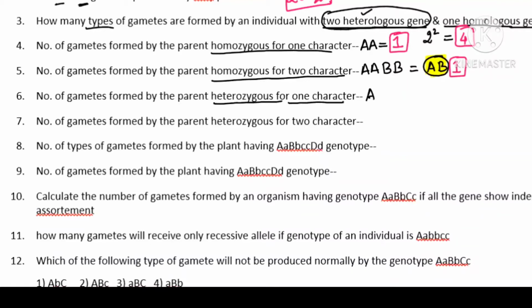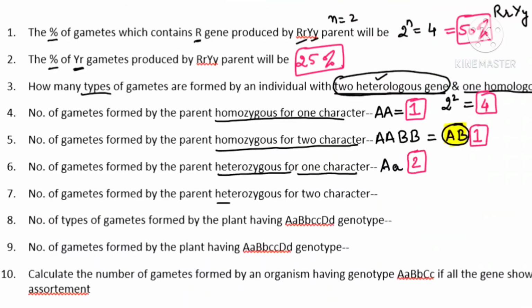Now, suppose it is heterozygous for 1 character. You have to write this, and you know very well it will make 2 types of gametes. And if we say heterozygous for 2 characters, we write it this way: capital A, small a, capital B, small b. Now you can easily solve it, you will get 4 types of gametes. So I think all these questions, 1 to 7, are very easy. You must have understood now.